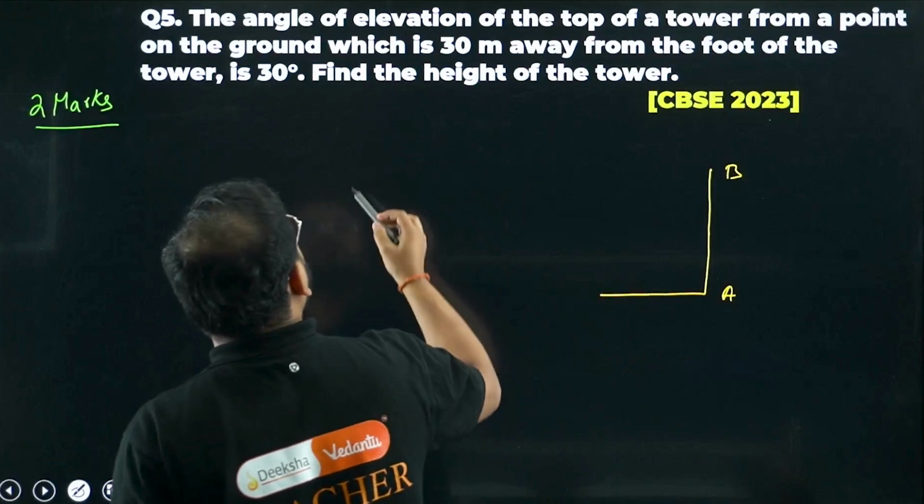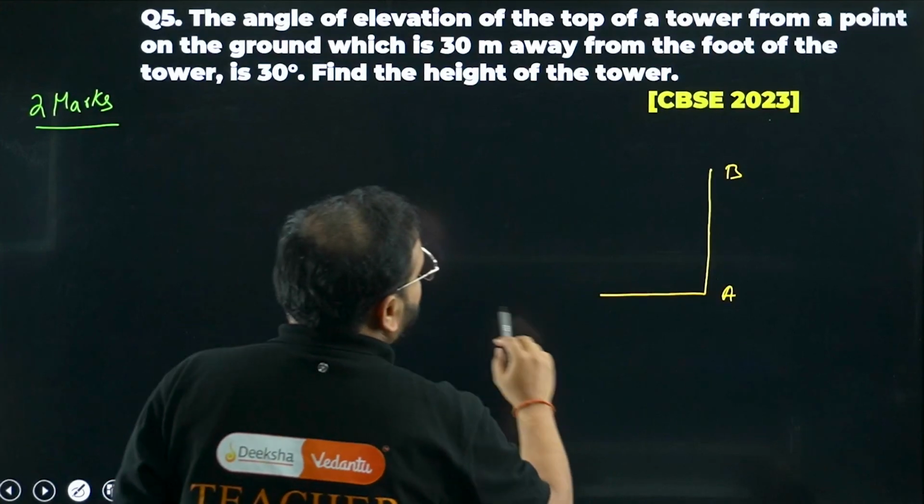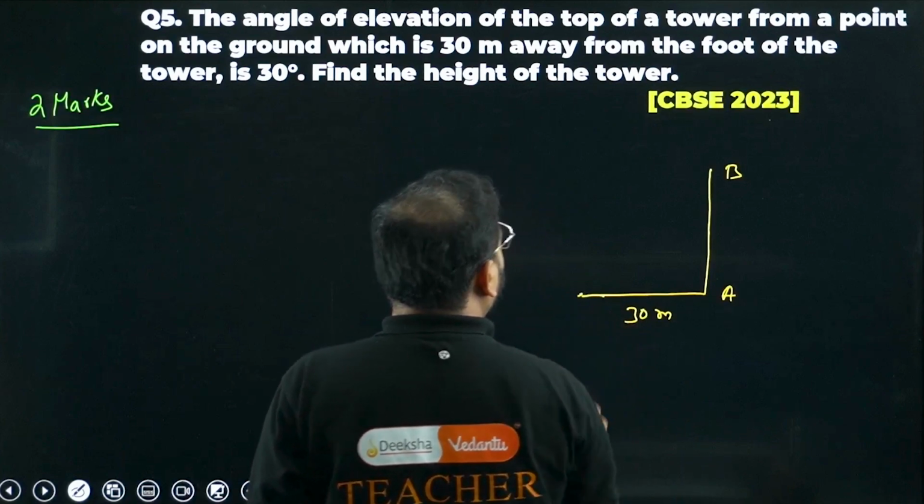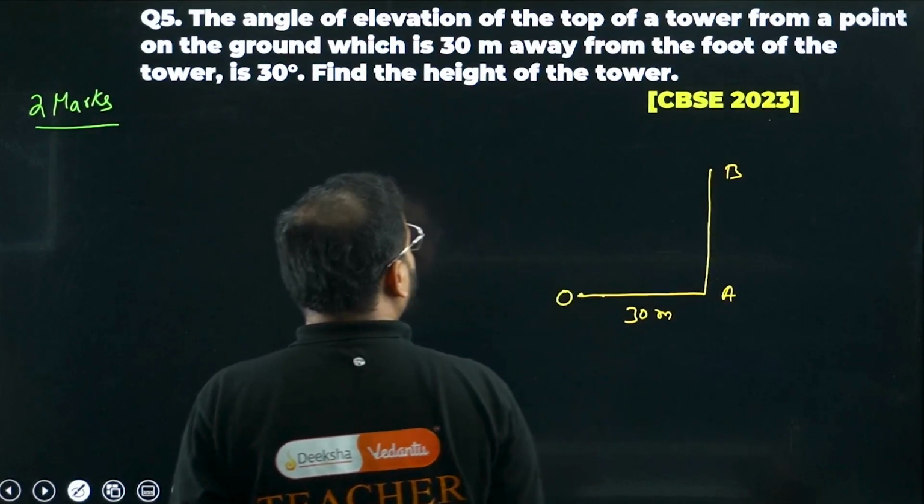What is the angle of elevation? 30 degrees. Okay, 30 meters away from the foot. So this is 30 meters. They are saying the point is 30 meters away from the foot. The observer is standing over here. Let's call this observer O.